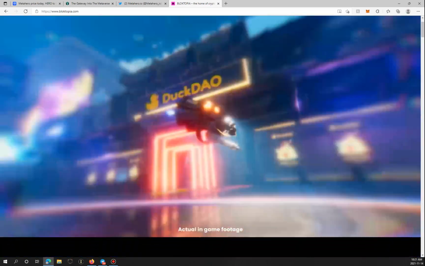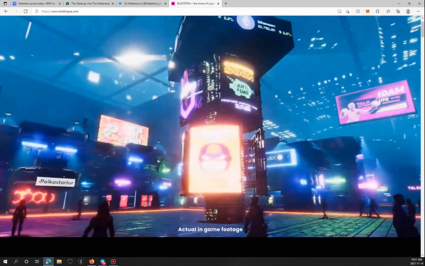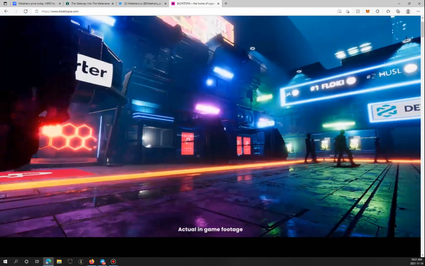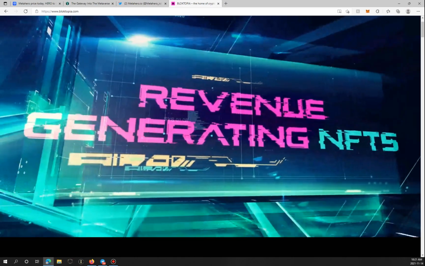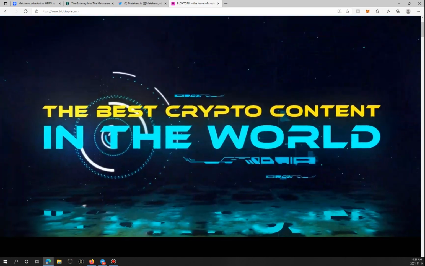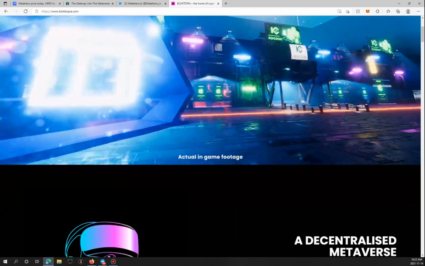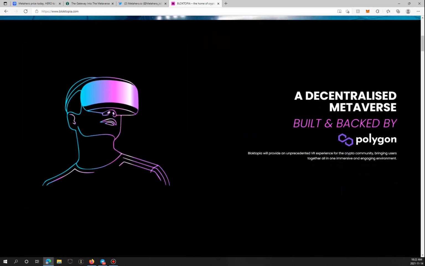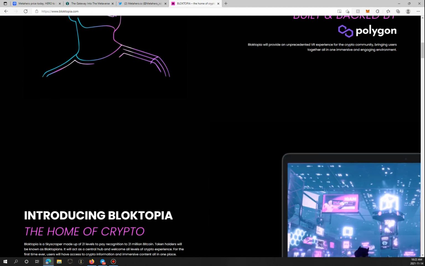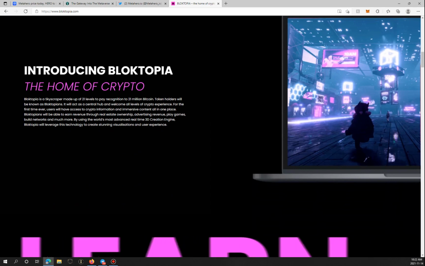Like, there's Jake Paul, like I've been mentioning. This is actual in-game footage too. So this looks like cyberpunk, but you're actually walking through this world and interacting with it. This looks to me like one of the coolest things ever. A decentralized metaverse built and backed by Polygon. So even Polygon, it's one of the most innovative cryptos that's out there right now.